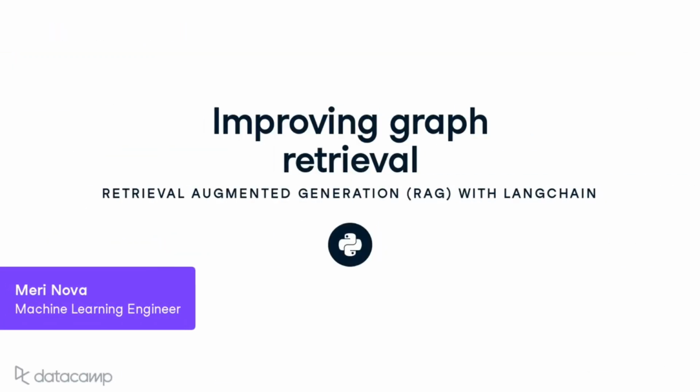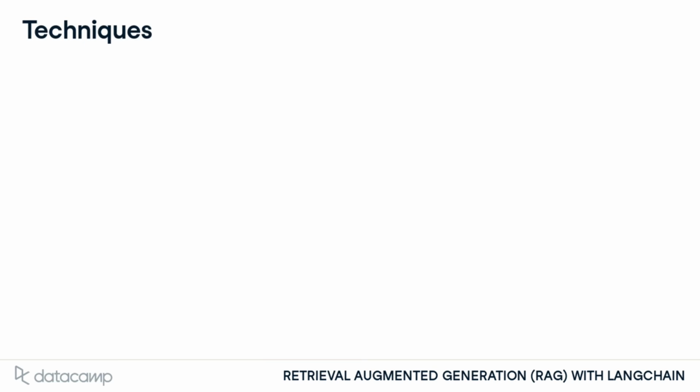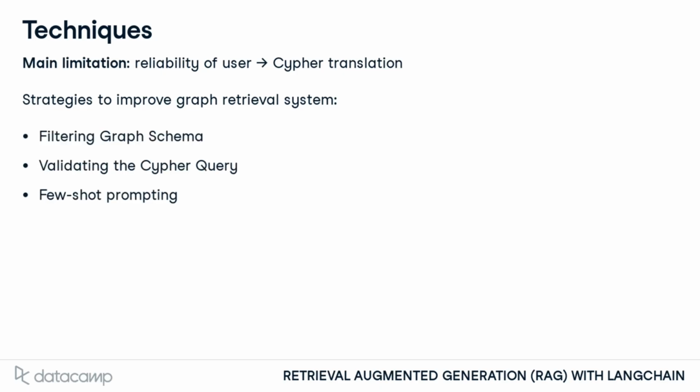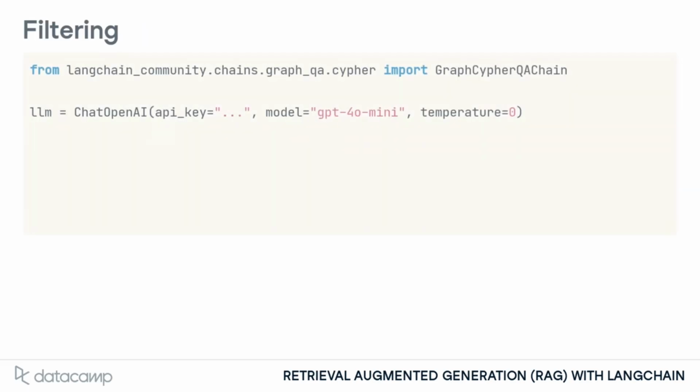Let's now look at a few techniques to improve our GraphRAG architecture. Since large language models are non-deterministic by nature, the main limitation of our approach is the reliability of the user query to Cypher query translation. We'll take a look at a few techniques to improve this process, including filtering the graph, validating the Cypher query, and few-shot prompting.